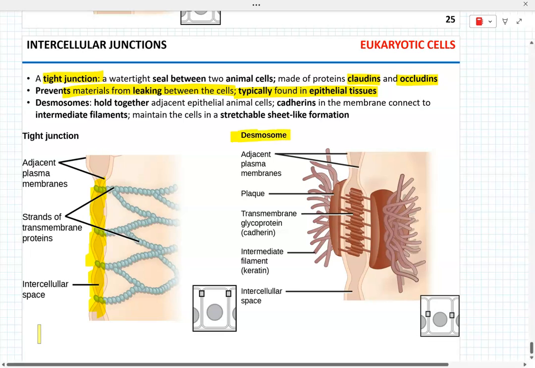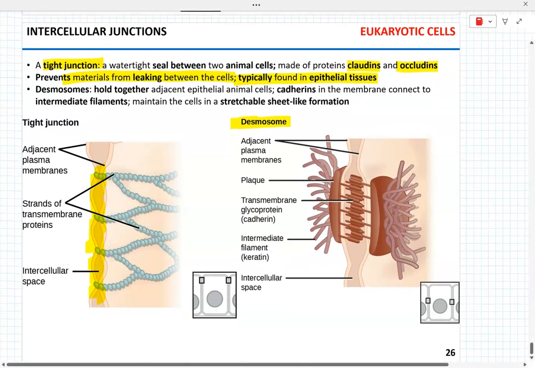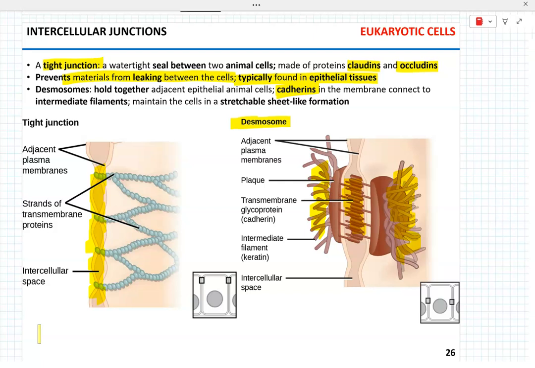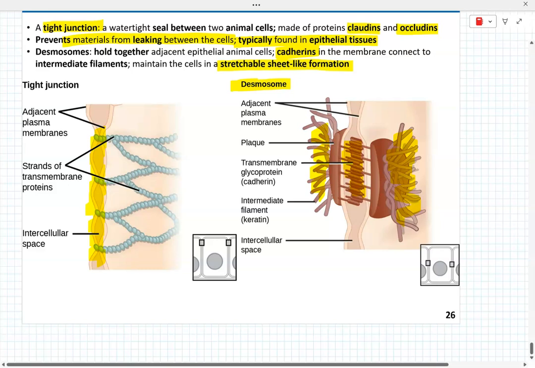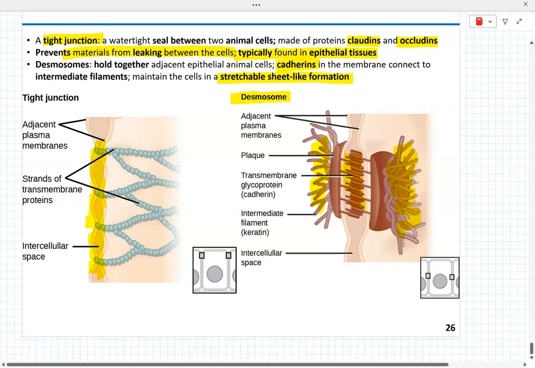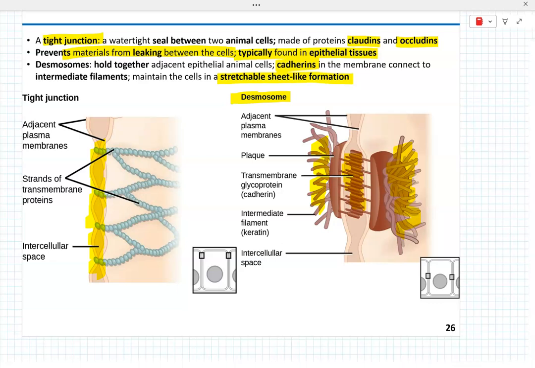Desmosomes, on the other hand, simply hold cells together in animal epithelial layers. Proteins called cadherins that are found in the membranes connect to intermediate filaments within the cell. This arrangement allows cells in the epithelium to be maintained in a sheet-like formation that is also stretchable. That concludes our conversation about the cells. Next time, we're going to talk about the membranes and the transport.